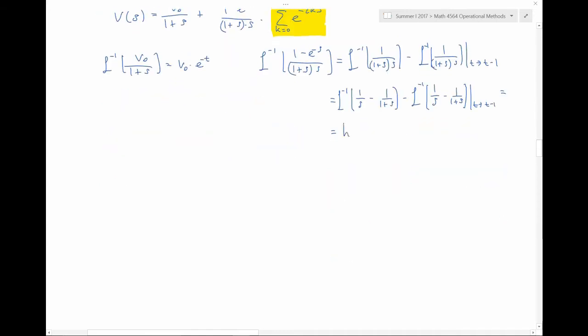So this is simply a Heaviside function minus e to the minus t times h of t for the first inverse Laplace transform, and the second is h of t minus 1 minus e to the minus t minus 1 times h of t minus 1.